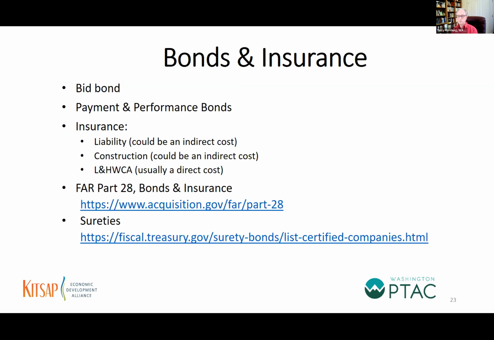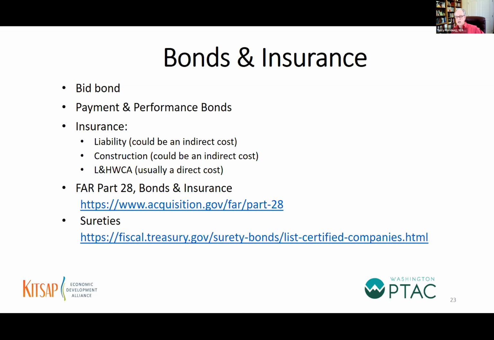Insurance. There are different types of insurance. There's liability insurance. If you're in the construction industry, there's going to be construction insurance. If you work around navigable waterways, you're going to want to get insurance for Longshore and Harbor Workers' Compensation Act. In parentheses, I put there a little bit of information as to where you might put that in your proposal. So typically liability insurance is in your indirect cost pool. Construction insurance is usually in your indirect cost pool. It could be a direct cost too. It depends on how you conduct your business.